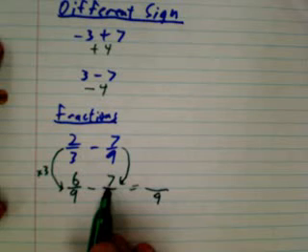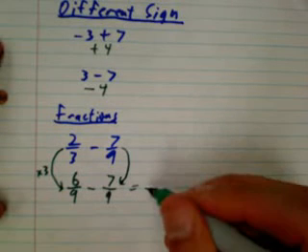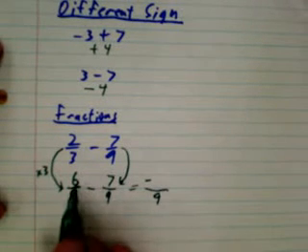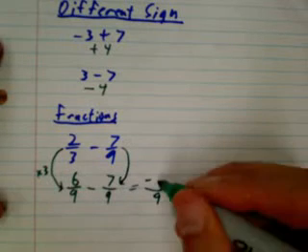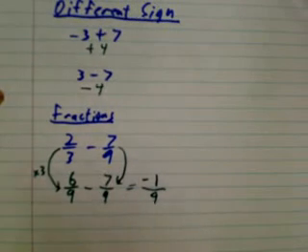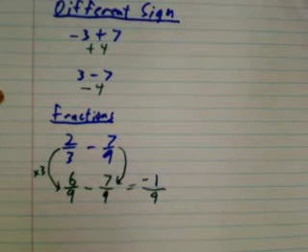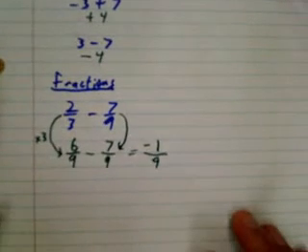6 minus 7, the negative number is bigger, so make my answer negative. And how far apart are 6 and 7? They are 1 apart. So that's how I approach fractions, and also if you have that negative in there, the rules are the same as above. Let me give you a couple to try.